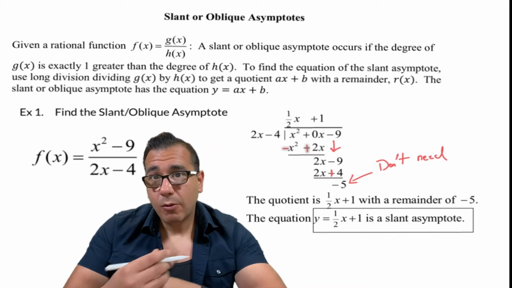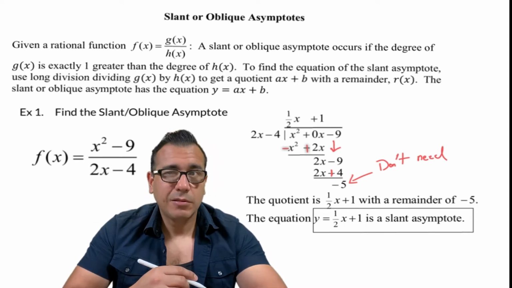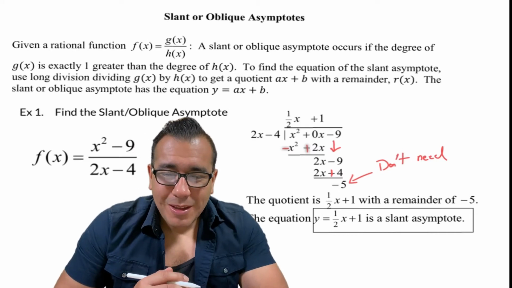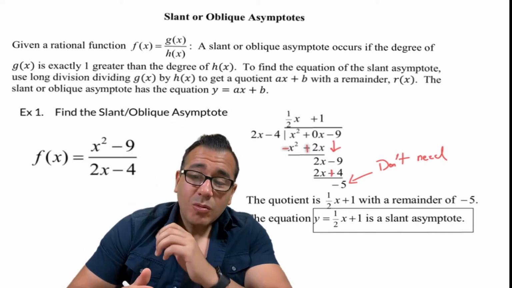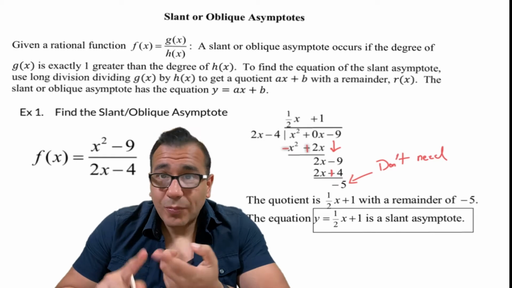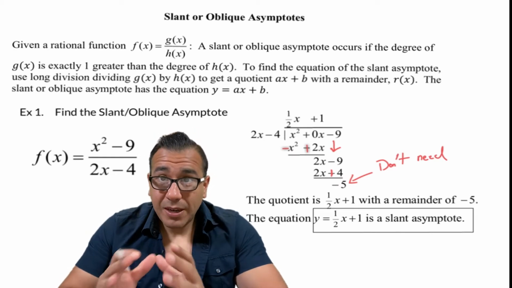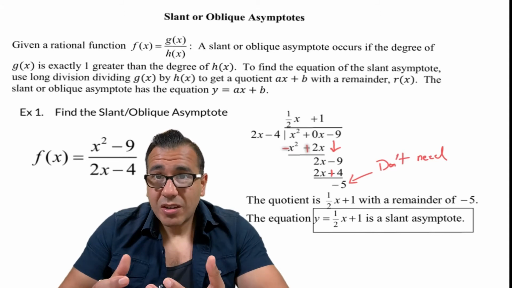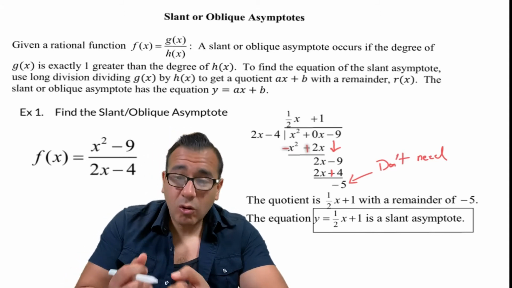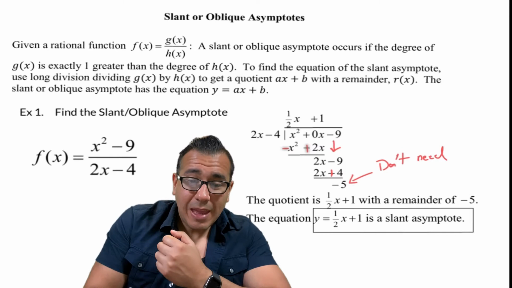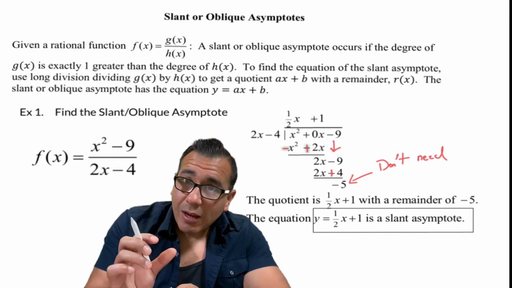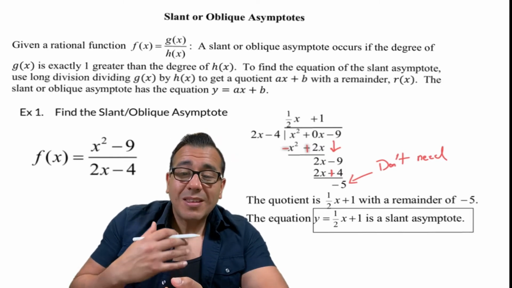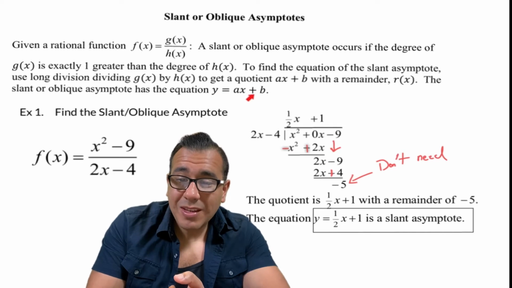So that the numerator's degree is greater than the denominator's by 1. If you forget, remember me, number 1. So how do we do this? We're going to use either long division or synthetic division, depending on the situation, to find our equation. We're going to grab the quotient after we do the division, and that quotient is going to represent the line, the equation y equals mx plus b.